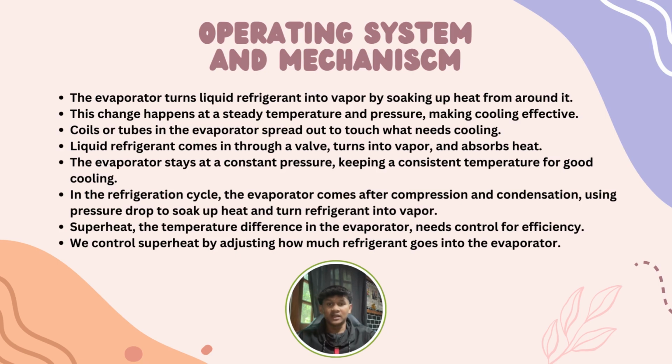In the refrigeration cycle, the evaporator comes after the compression and condensation, using pressure drop to soak up heat and turn refrigerant into a vapor. Superheat, the temperature difference in the evaporator, needs control for efficiency. We control superheat by adjusting how much refrigerant goes into the evaporator.